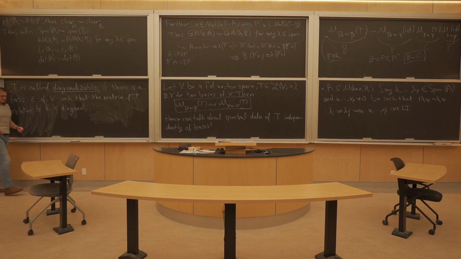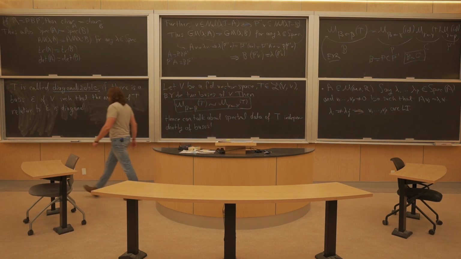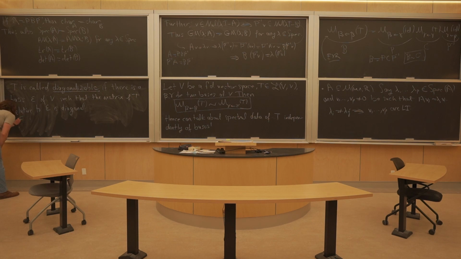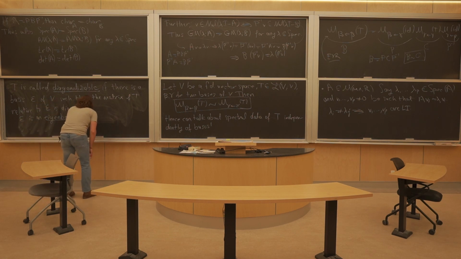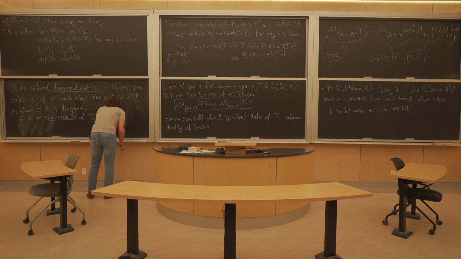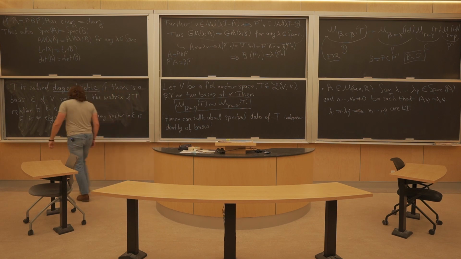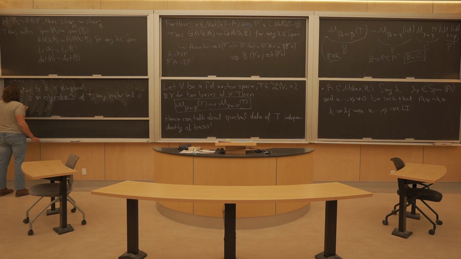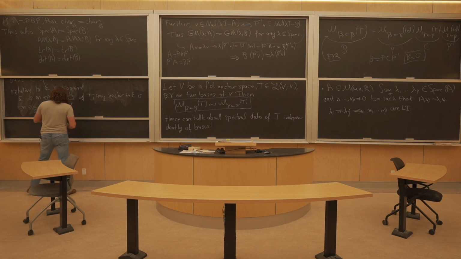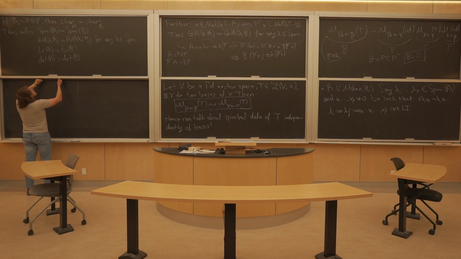And whenever you can find such a basis, the reason why I'm calling it epsilon is because that basis is an eigenbasis. Any vector in that basis is an eigenvector. Okay?